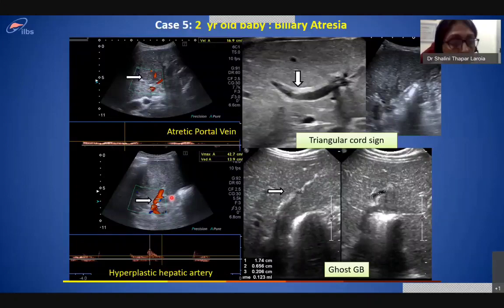Because the portal vein is atretic, the hepatic artery becomes hyperplastic and you see a dilated hepatic artery with increase in its velocity, which means it has gone up to 42. Usually it will not be so high. It will remain up to 25 to 30.